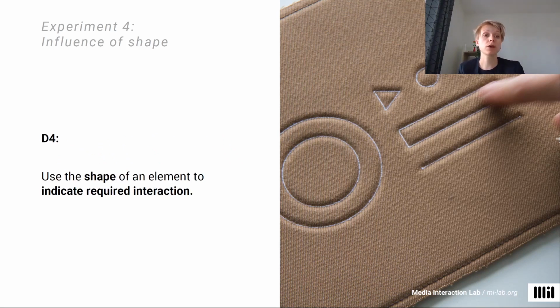So the design recommendation number four: you can use the shape of an element to indicate required interaction, but as mentioned, we have to keep in mind what the expectations and associations from the side of the user are. So these shapes have to be designed really unambiguously, really clear on what this interaction should be.